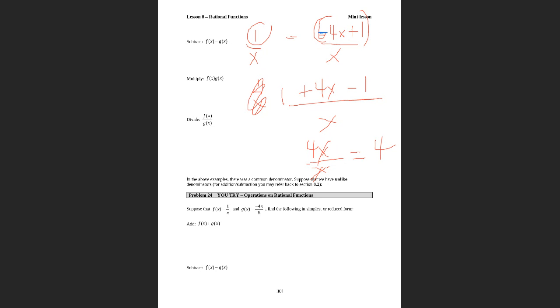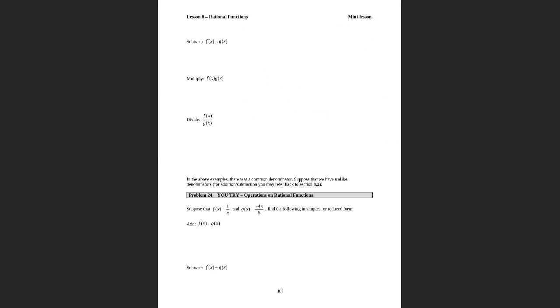Now, what about if you are multiplying them? So multiplying them, we got 1 over x times negative 4x plus 1 over x. So 1 times any number is that same thing. So we have negative 4x plus 1 over x times x, which is x squared. Yeah. So that was an easy one.